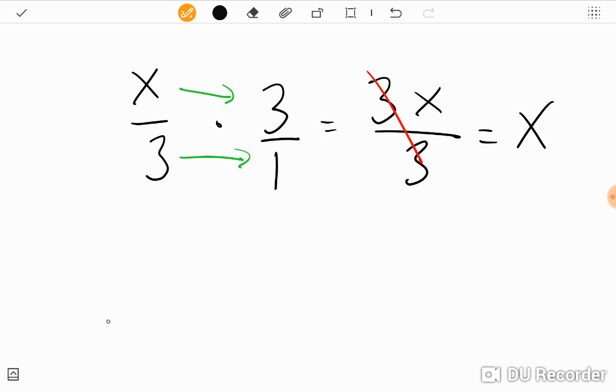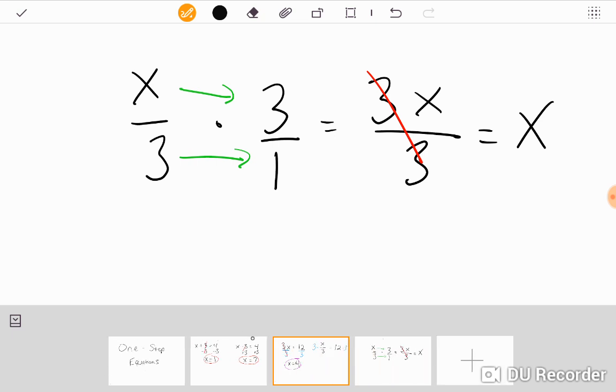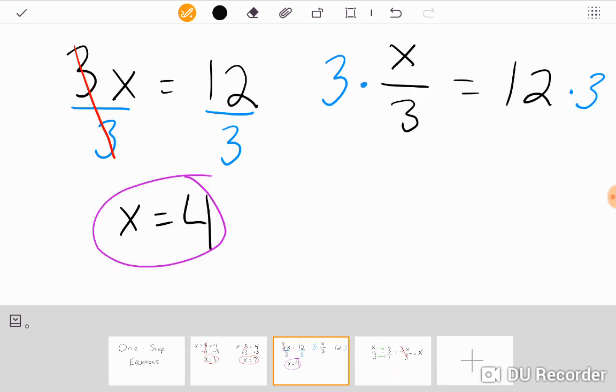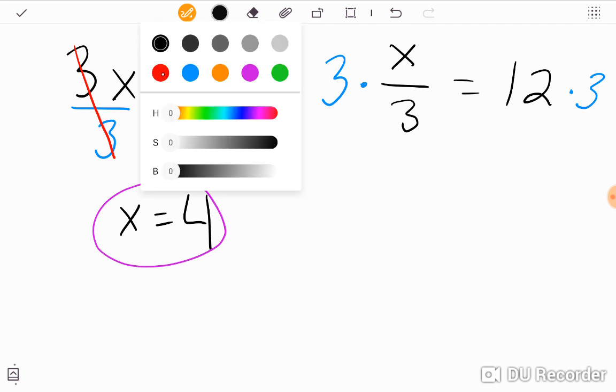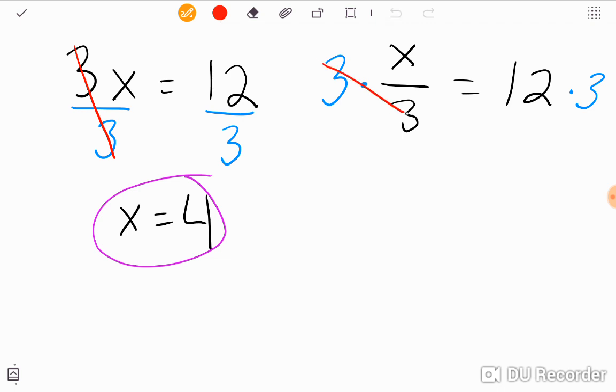Okay? If we go back to the other problem, like the other page, you can see that we had this 3 times x over 3, and we just talked about why they cancel each other out. They make that 1, right? 3 divided by 3 gives you 1. And all that you're left with is 12 times 3, which is 36.